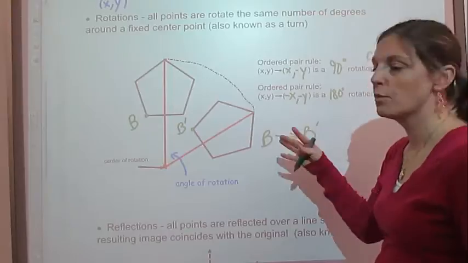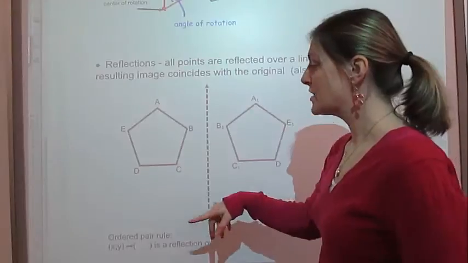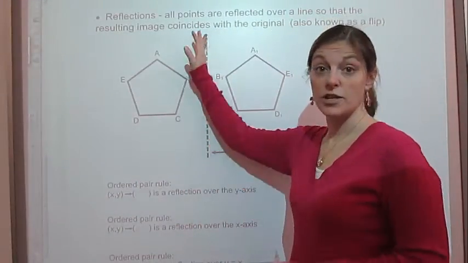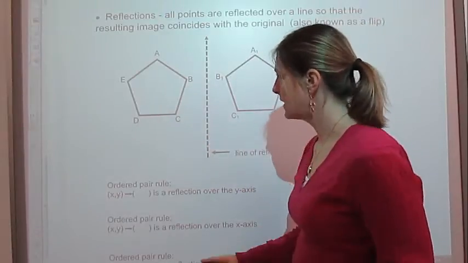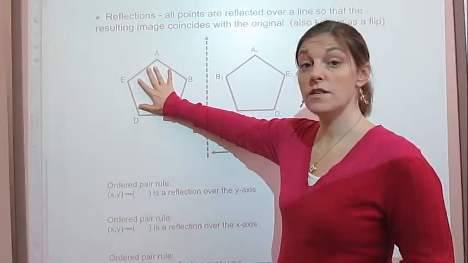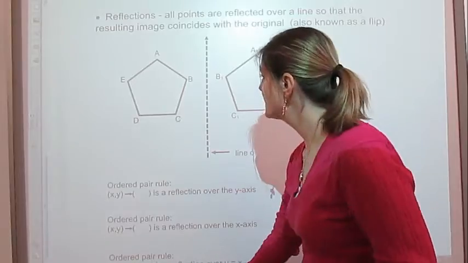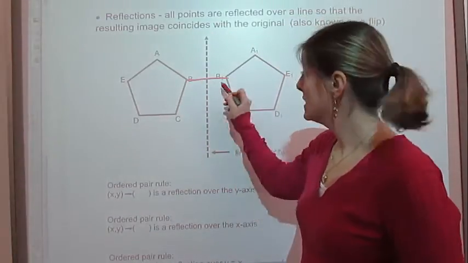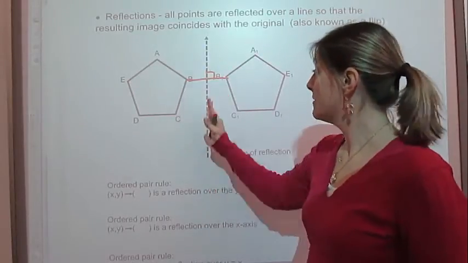Okay, and that's the symbol for mapped onto. Now let's take a look at reflections. You always need a line of reflection, okay? You're just taking all of these points and reflecting them over, so they're going to be the same distance away from that line of reflection, along the perpendicular to the line of reflection.